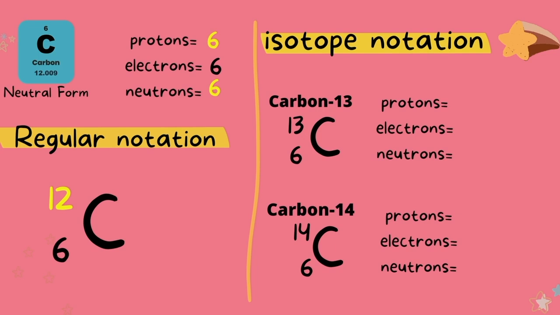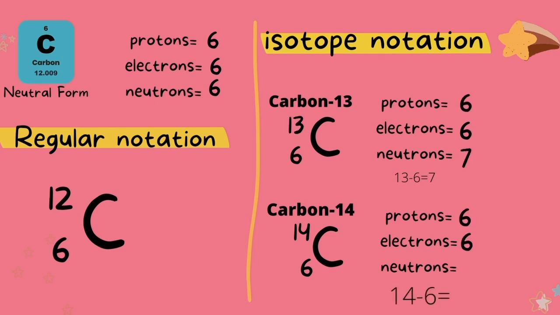Starting with carbon-13, we have 6 protons because the atomic number is 6. We have the same amount of electrons because this is a neutral atom. We find the number of neutrons by subtracting 6 from 13 and we get 7. So 6 protons and 7 neutrons is what gives us a mass number of 13. Looking at carbon-14, we have 6 protons, 6 electrons, and to find the number of neutrons, we subtract 6 from 14, and we get 8 neutrons. So the 6 protons and 8 neutrons is what gives us the mass number of 14.